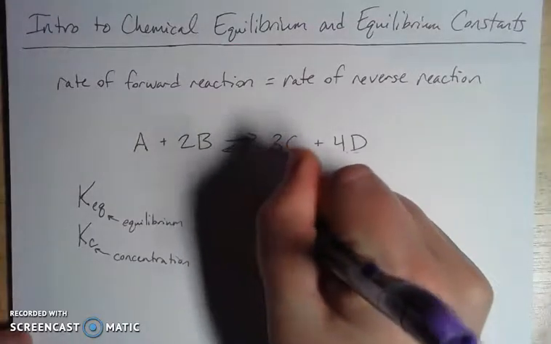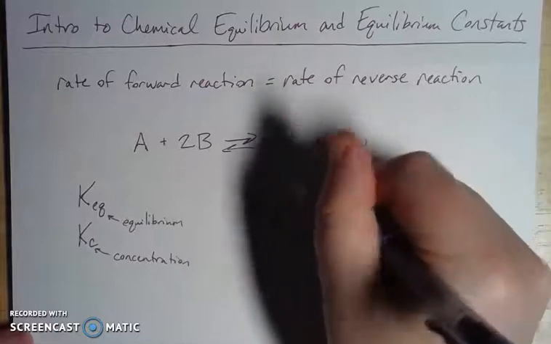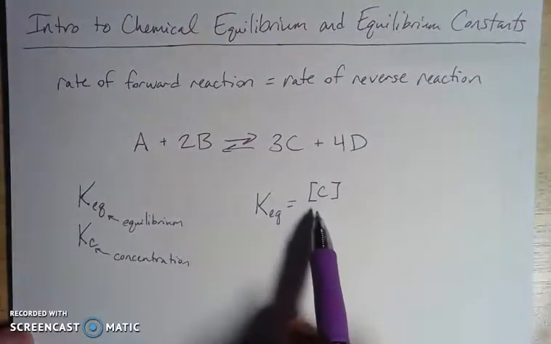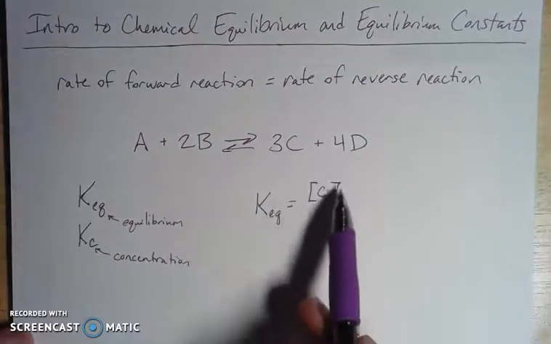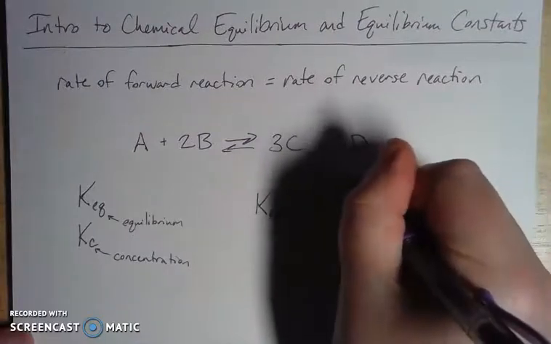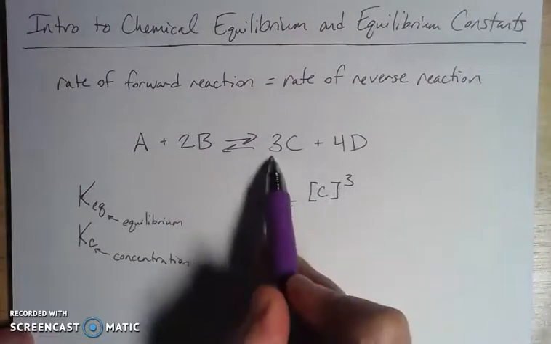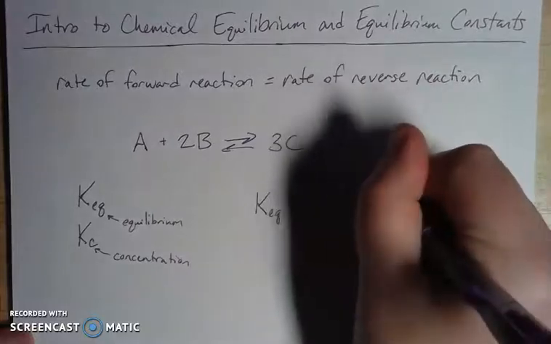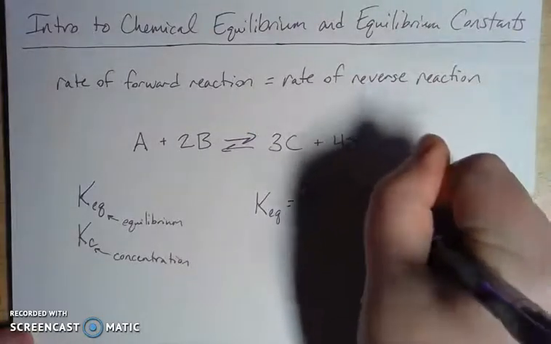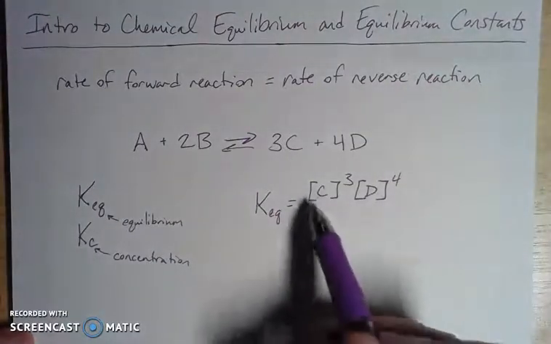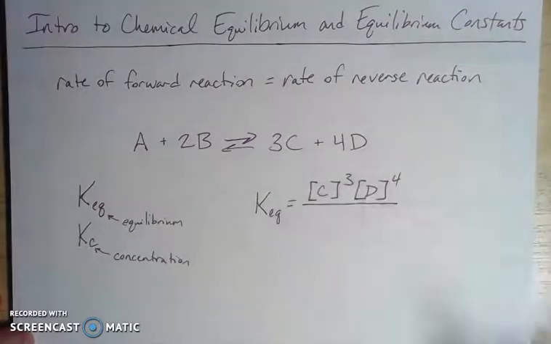So here's our K_eq. It's always going to be the concentration of the products, and I'm going to represent concentration with brackets around my chemical symbol. So my brackets around C means that it's the concentration of C, and then I'm going to raise it to the power of the coefficient that I find in the actual balanced chemical equation. And I'm going to do the same thing for all of my products. So here's my concentration of D, and I've raised it to the fourth power. So now I have the products raised to the powers of their coefficients, and now I'm going to do the same thing with my reactants.